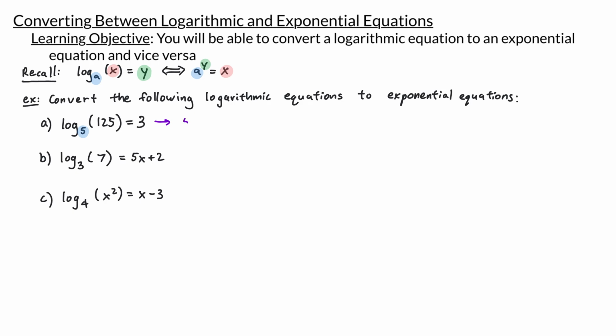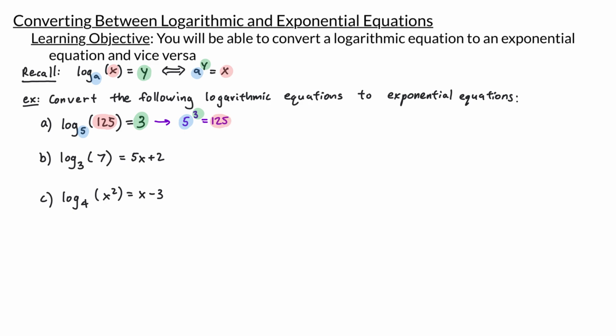So we're going to have 5 to some power. The answer to our logarithm is our exponent. So this is going to be 5 to the third power. And the number that we're taking the logarithm of, that's going to be the result of our exponential equation. So we have 125 on the right-hand side. So again, the base of our logarithm becomes the base of the exponential. The result of the logarithm is our exponent. And then the thing that we're taking the logarithm of, that is the result of the exponential equation.